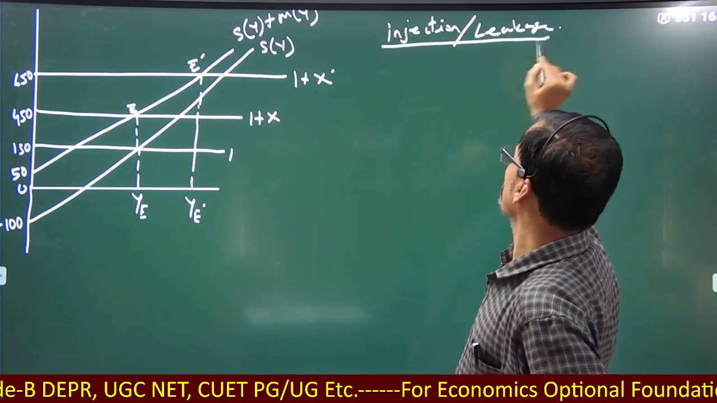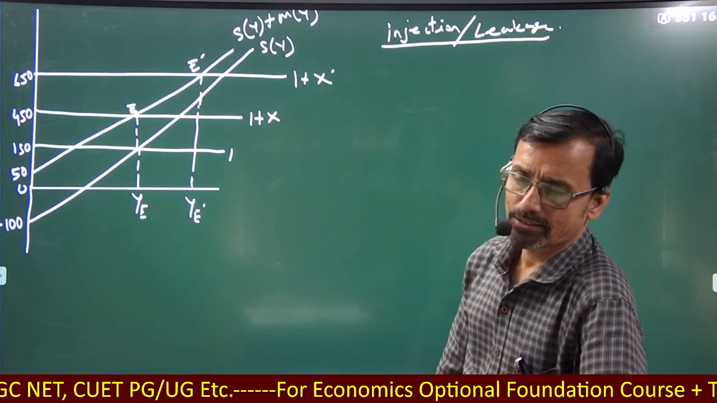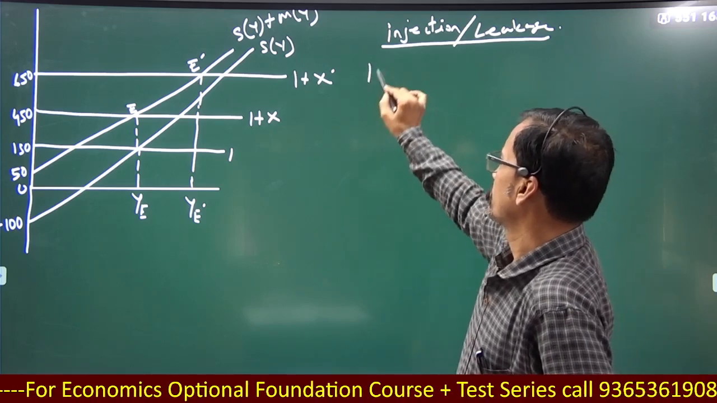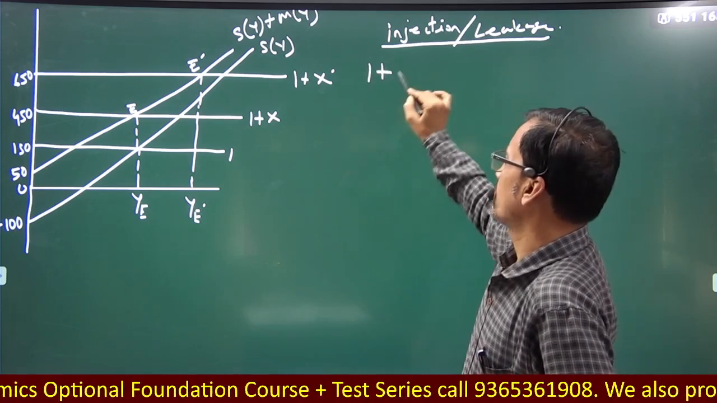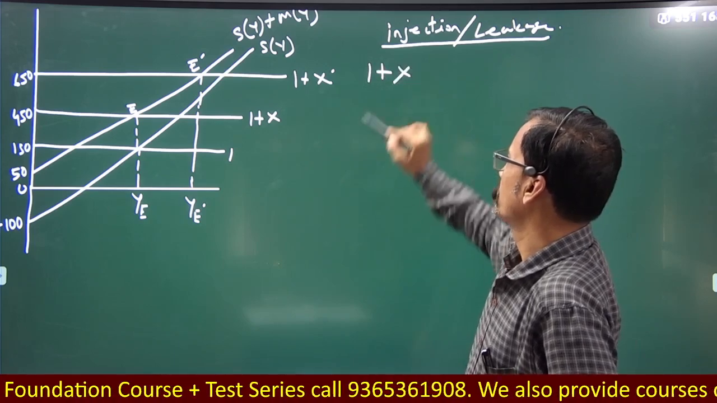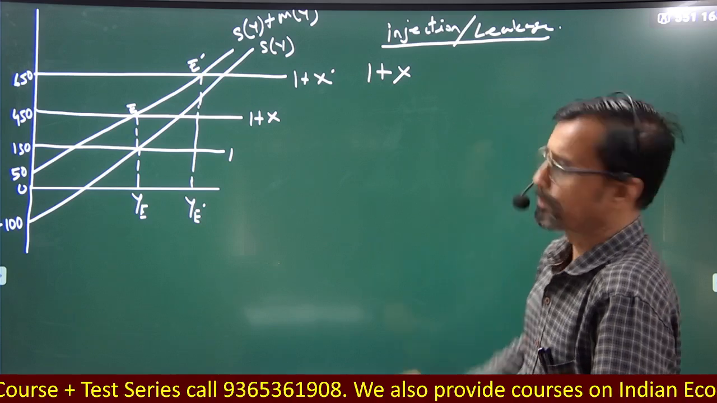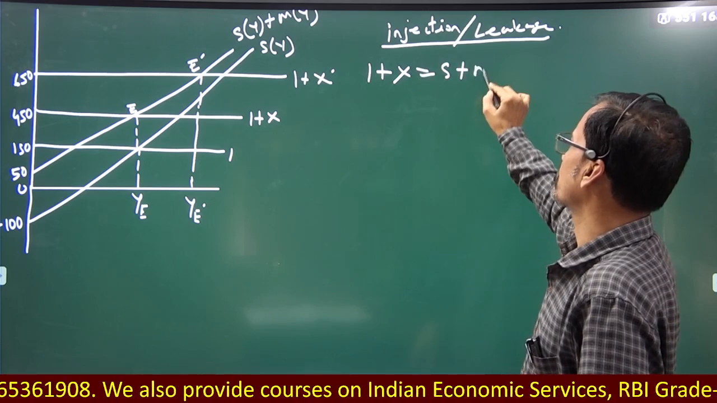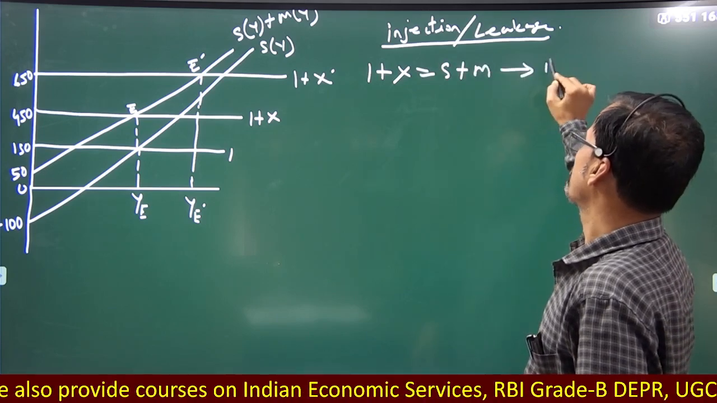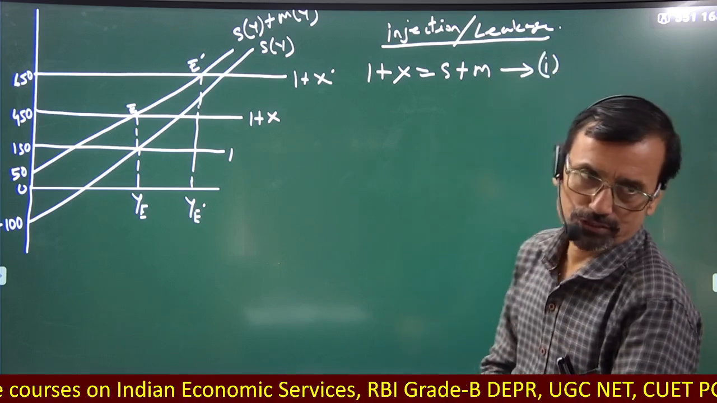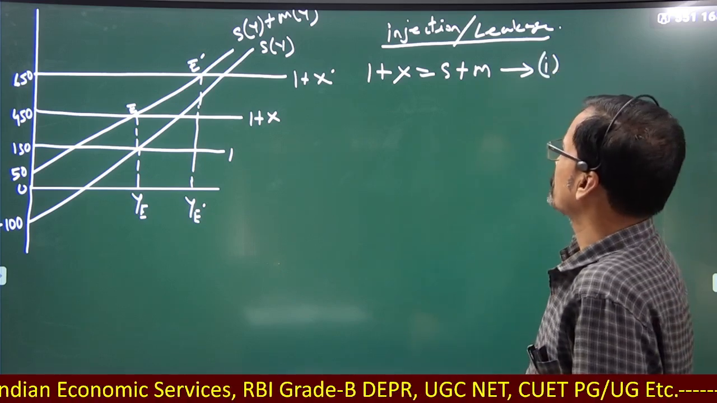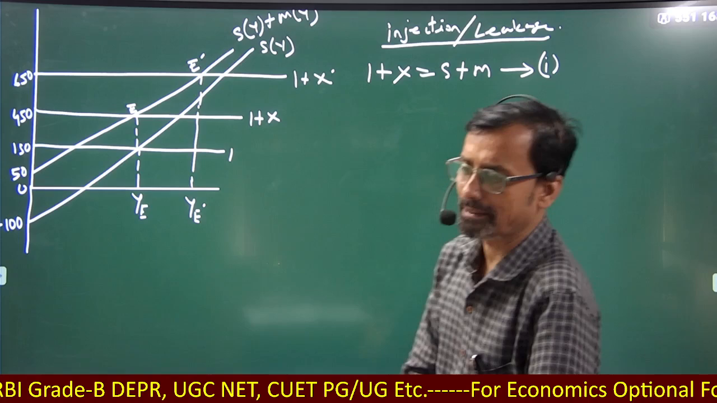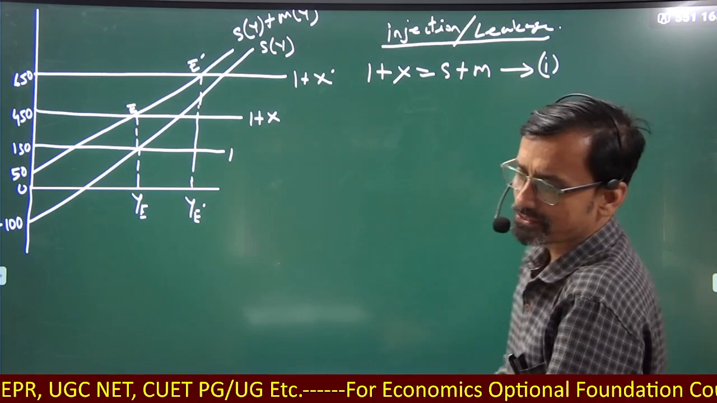So, on the basis of injections and leakages of the income stream, the identity, or this equation, is known to all: investment plus export equals saving plus import. This is the fundamental equation, known to all, on the basis of injections and leakages of income stream in a country.